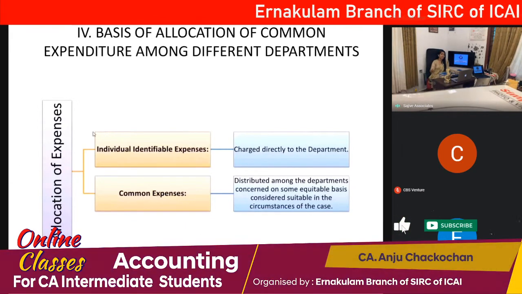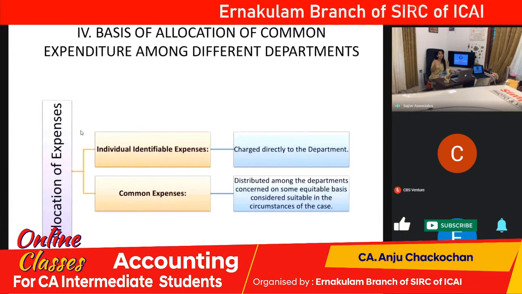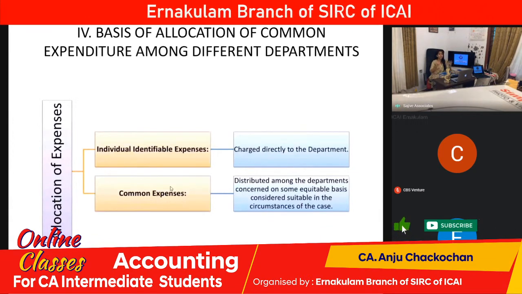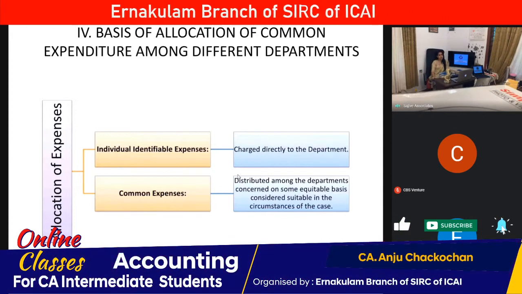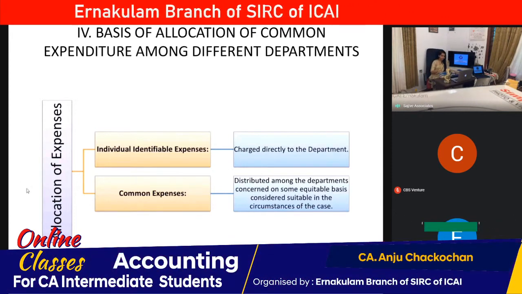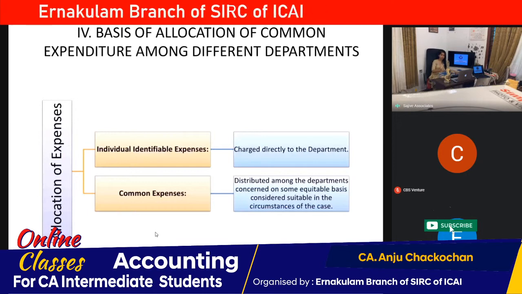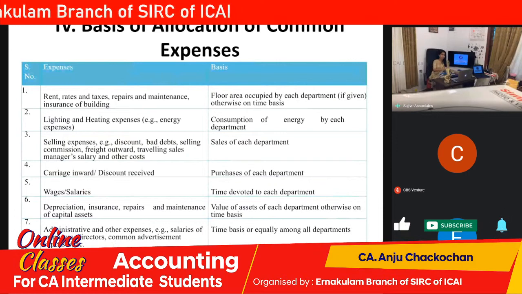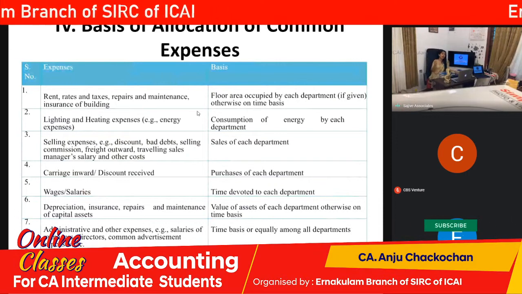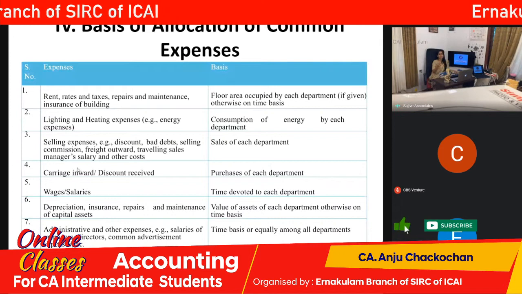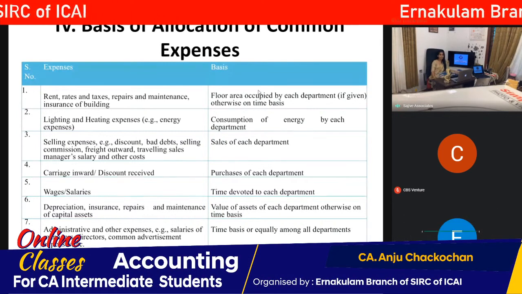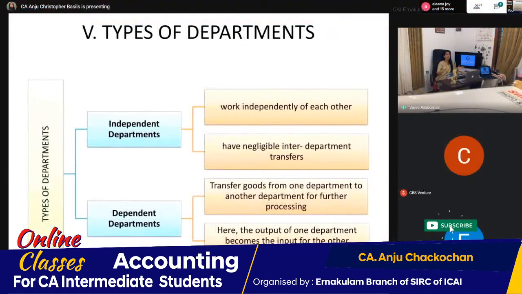And in the case of common expenses, like we dealt with the case of rent, you will have to allocate these rent expenses in some suitable proportions. That is what we learned: for rent, it is floor area; for wages, it is number of employees; and things of that kind. So this is just a basic summary of how we allocate different expenses and on what proportion. And then we learned the different types of departments. One was dependent department and the other one was independent department.